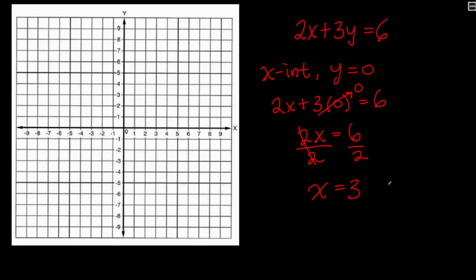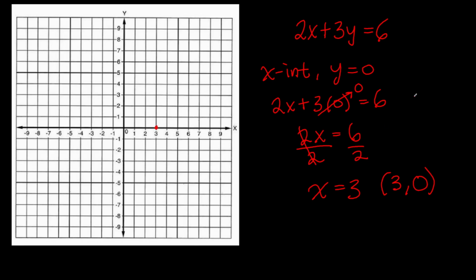So our x-intercept would then be 3, 0. And now that we have our x-intercept, we can plot this point on the graph. So 3, 0 is located right here.